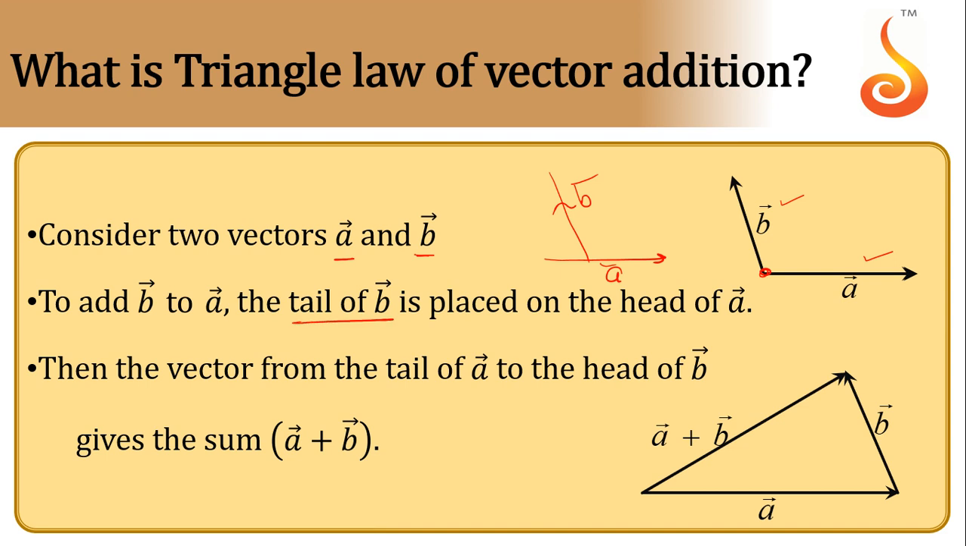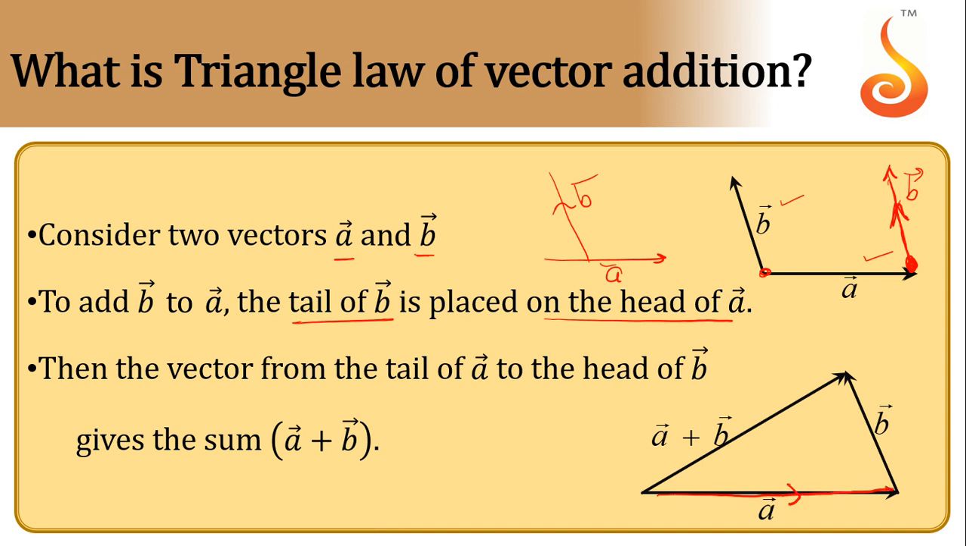The tail of B is placed on the head of A without changing the orientation of B, which means that we move B parallel to itself until the tail of B sits on the head of A, like this. So this is our B. That's what this diagram shows.